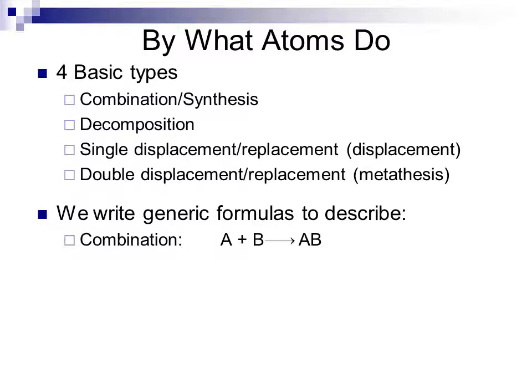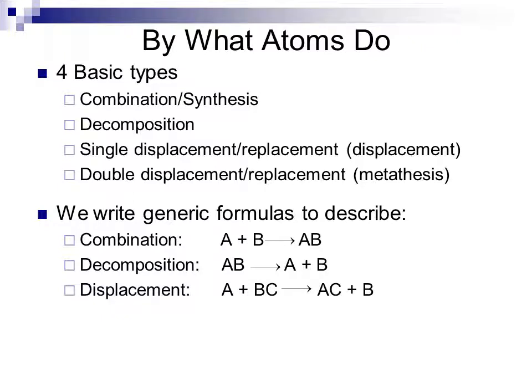For a combination reaction, we take two things to create something else which is more complicated from the two things. For decomposition, we'll take one thing and decompose it or split it apart to make multiple things. A displacement reaction occurs when one substance will take the place of another substance in a chemical formula. And a metathesis reaction occurs when two substances trade partners, where one component of one substance and one component of another substance will swap places in the chemical formula.